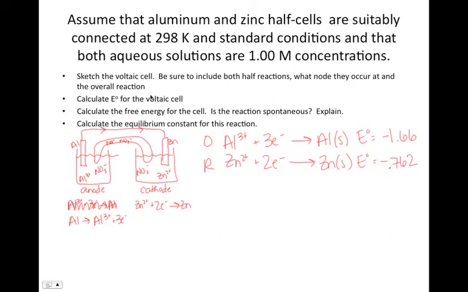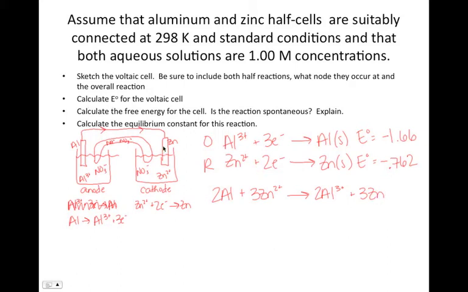So the overall reaction, putting these two guys together, you notice this one's 2 electrons, this one's 3. So we're going to have to take this guy and multiply him by 2. This guy, multiply him by 3. So we end up with 2 solid aluminums plus 3 zinc ions gives me 2 aluminum ions and 3 solid zincs.